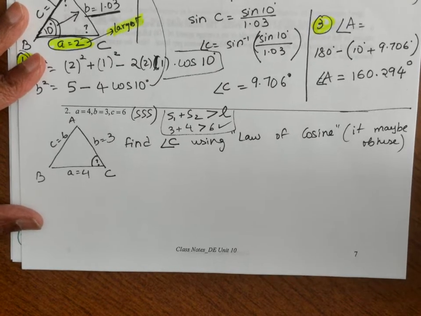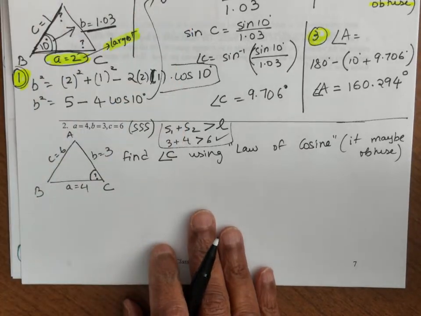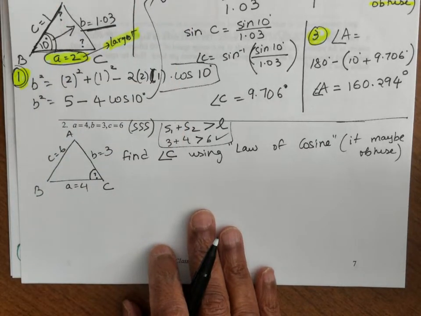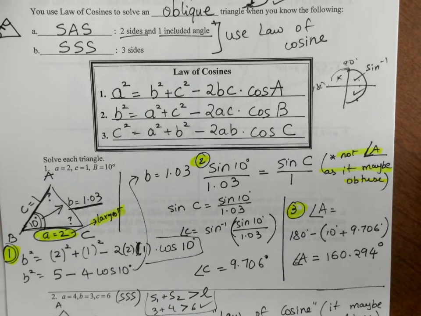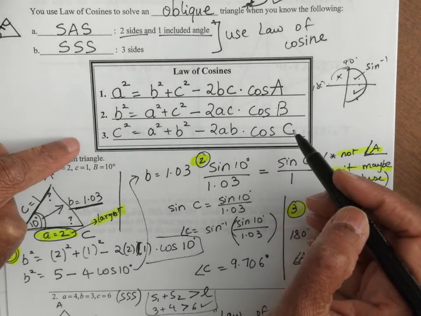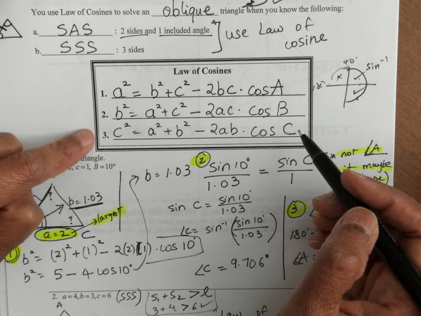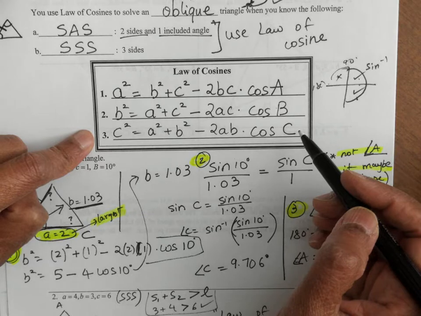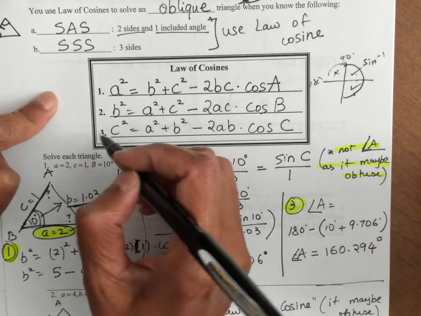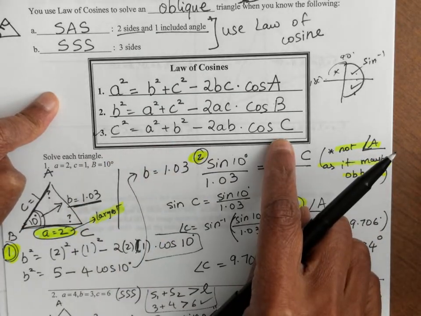Okay, so I'm going to move up my sheet to the formula sheet, to the 3 formulas, so that we can figure out which of my 3 formulas I will use to find angle C. Okay, so here we go. Which of the 3 do you think I'll use for angle C? 1, 2 or 3? Statement 3, perfect. I'll use statement 3 because that's the one that has cosine C.